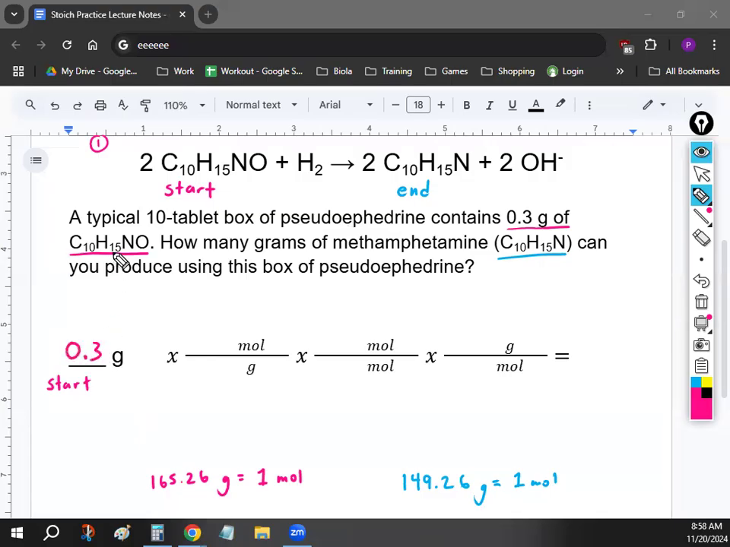Now, I don't want to write this whole formula, so I'm going to abbreviate it. Instead of writing this thing, I'm going to write PS for pseudoephedrine. You guys can do that as well. Okay, so PS. And for meth, since that's kind of short, let's just write meth. It kind of looks funny in our chemistry notebook, right?